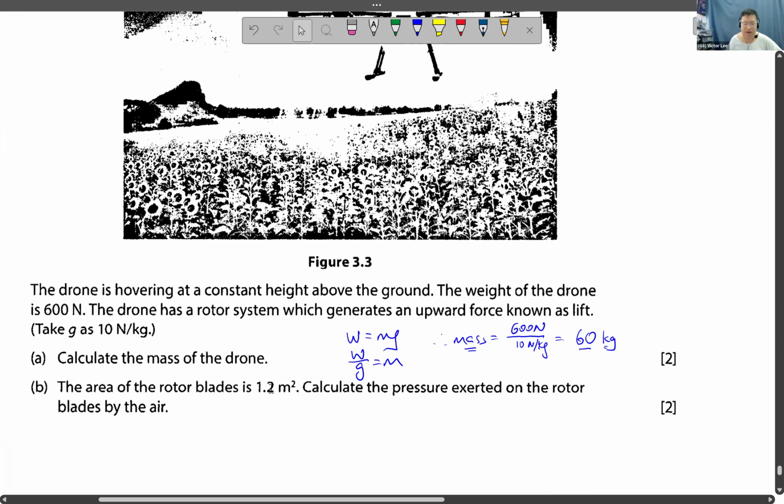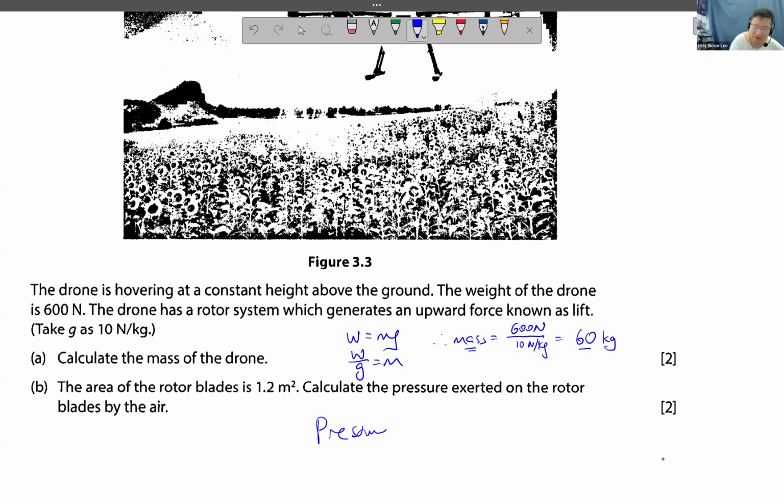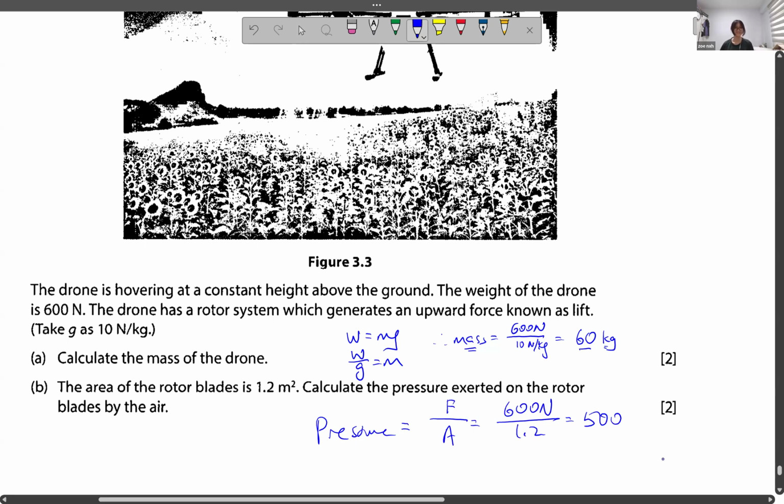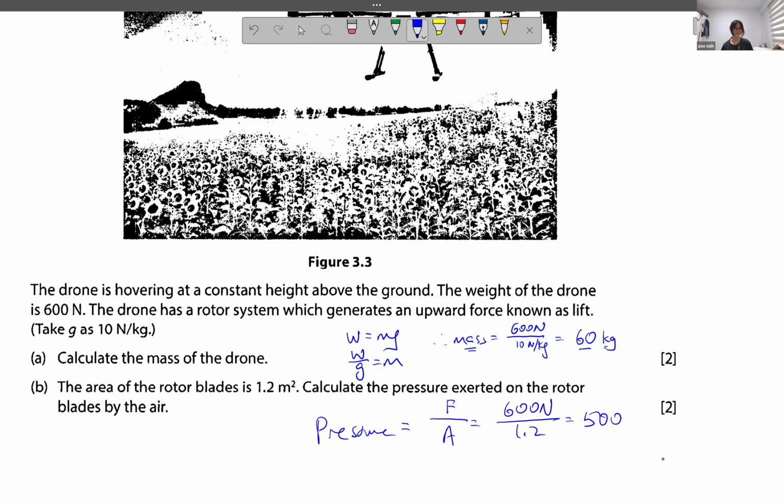You got the area. So can you find the pressure? 60 over, wait, 1. Why 60? Isn't pressure equal to force over area? Force. Wait. Force is the weight, right? Yes, correct. So it's 600 over 1.2. Yes, very good. 500. Units? Pascal. Yes, correct.